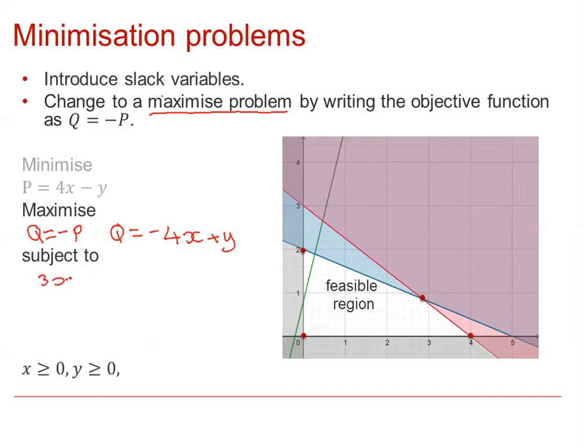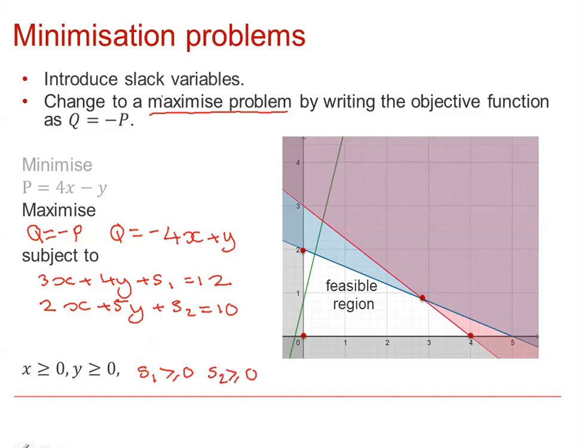3x plus 4y plus s1 equals 12 and 2x plus 5y plus s2 equals 10. So we have introduced two slack variables. So therefore we must introduce the trivial constraint s1 is greater than or equal to 0 and s2 is greater than or equal to 0.